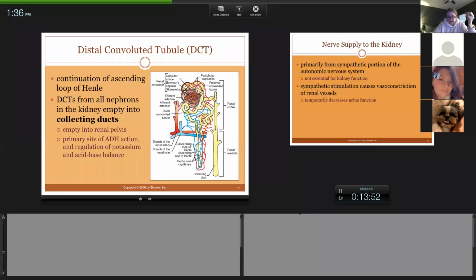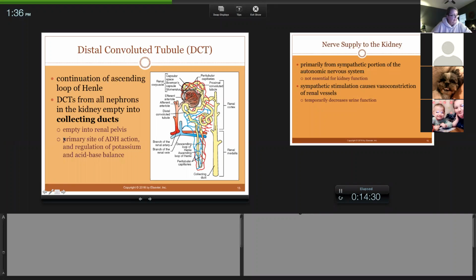So the DCT is like, hey, this is the last stop. The body's last chance to reclaim anything from the tubules is at the DCT, because after the DCT, it moves into the collecting duct. After that, the body's SOL, meaning you're out of luck. It's gone. So I want you guys to remember that. This is the last stop before the collecting duct, which leaves to become urine. So if the body really wants to reabsorb anything, last chance is at your DCT.